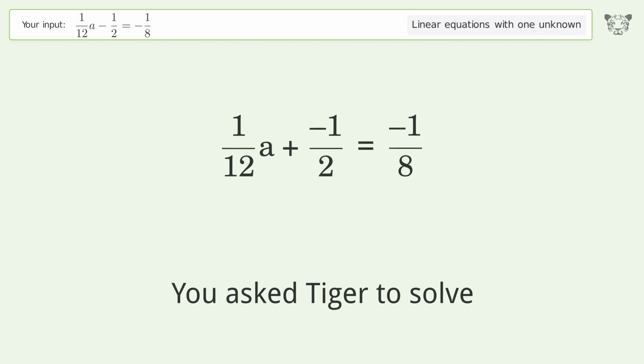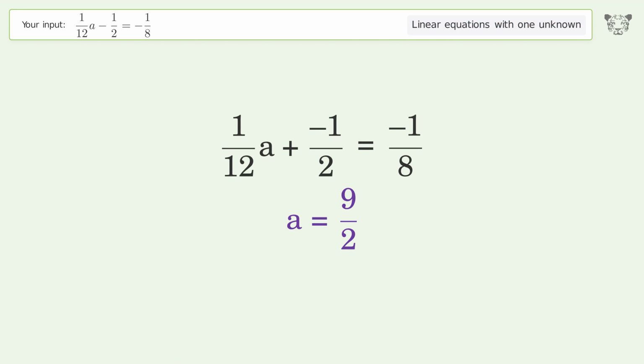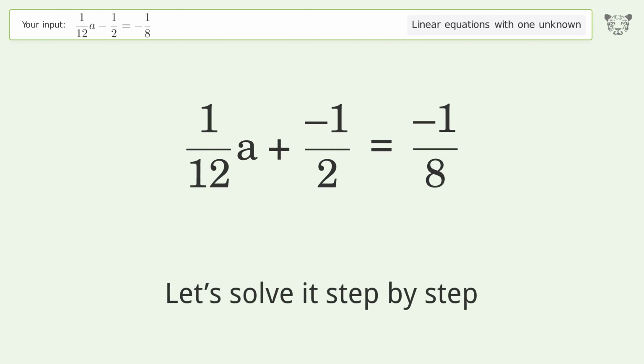You ask Tiger to solve this. It deals with linear equations with one unknown. The final result is a equals 9/2. Let's solve it step by step.